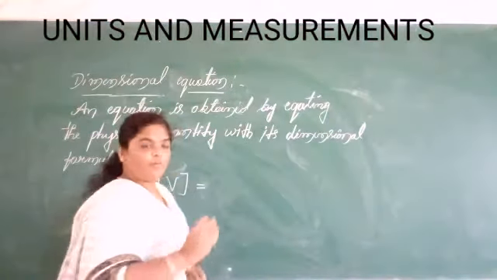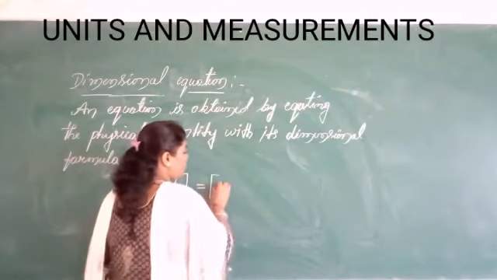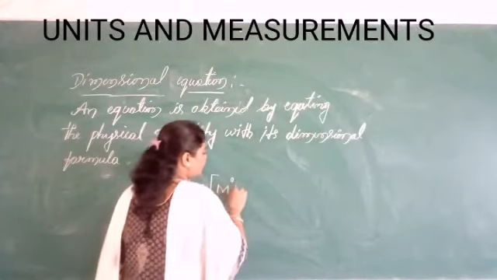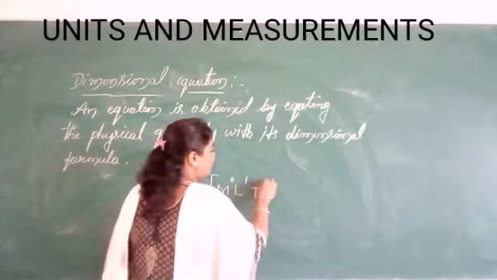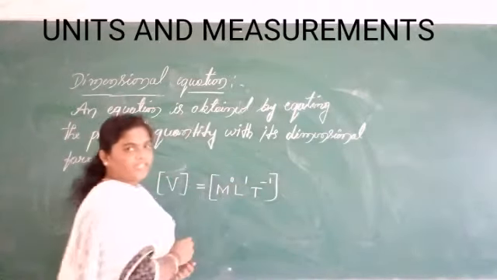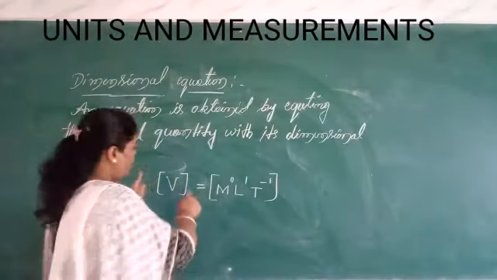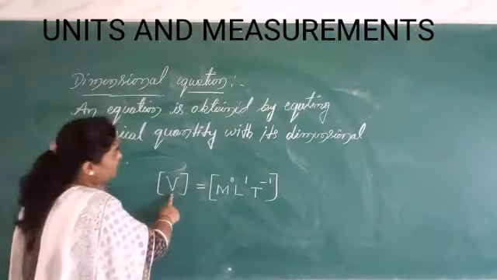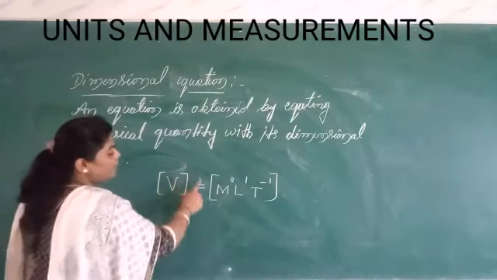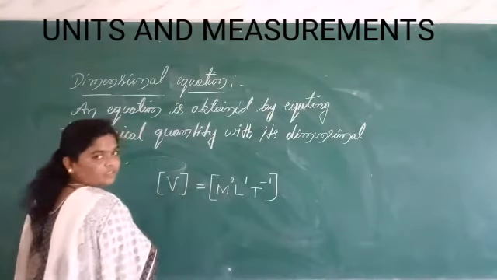Now we saw the dimensional formula. What is the dimensional formula? M0 L1 T minus 1. T minus 1 is the dimensional formula for velocity. Physical quantity is equated to its dimensional formula.